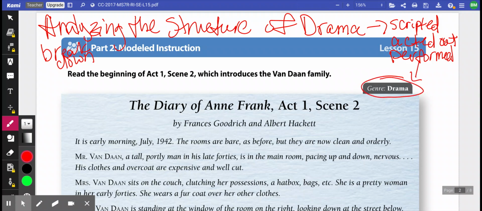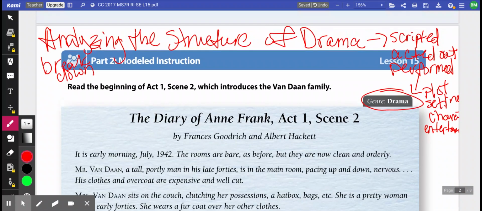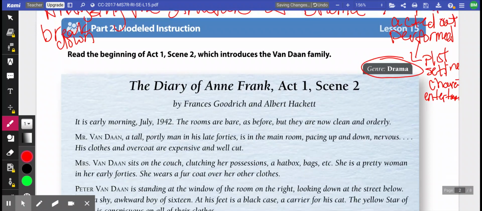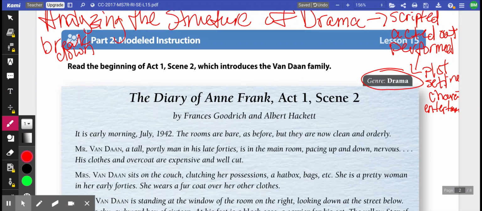Okay. Remember, drama still has a plot, still has a setting, still has characters, and that's going to go off the page. Characters. Okay. And also is usually meant to be entertaining. The author's purpose behind a drama is normally to be entertained. Okay. Now, when I say structure, I'm talking about four things for drama.